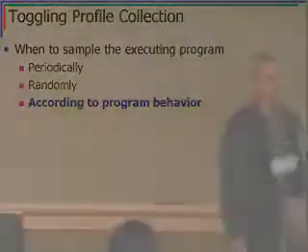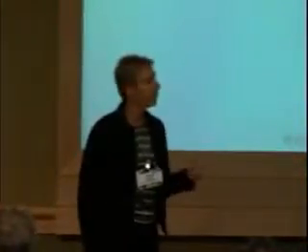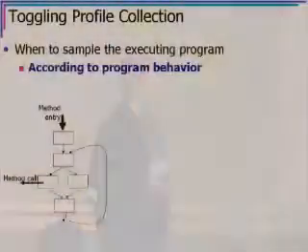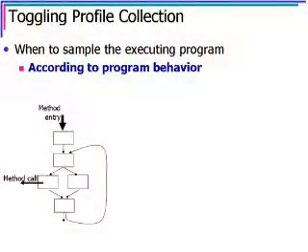Okay, so there's lots of ways to do sampling. You could simply take the execution trace and periodically, after fixed periods of time, take a sample. You could do this randomly to get better code coverage. But because we're interested in optimizing or improving the performance of code, we want to sample according to program behavior. And there's a lot of work in this area that shows that doing so is very effective for dynamic performance improvement.